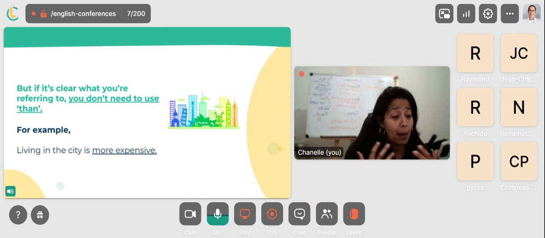If there is already this comparison, maybe between the city and the countryside, la campagna. If he says, "Oh my goodness, the countryside is beautiful, but I love the city," that's when you can say, living in the city is more expensive, because he already knows what you are speaking about. However, if you are starting a new conversation and you would like to make this comparison, it is a good idea to use than. The city is more expensive than the countryside.